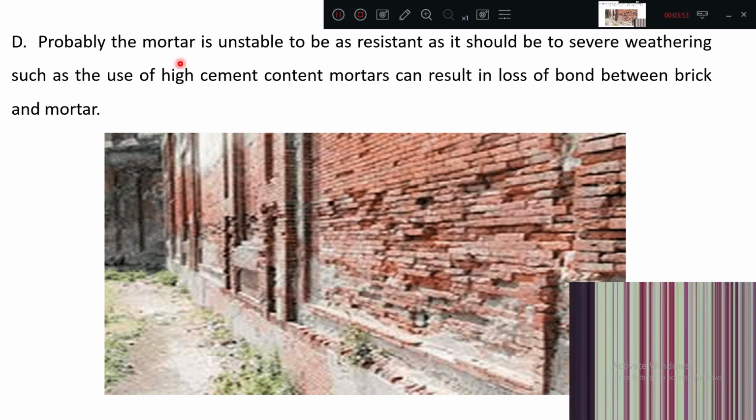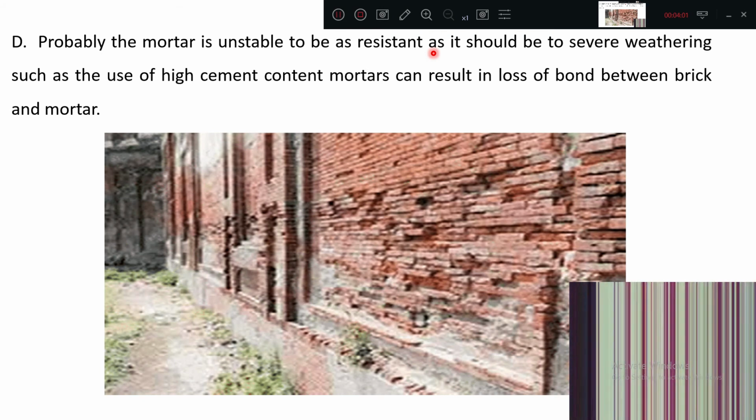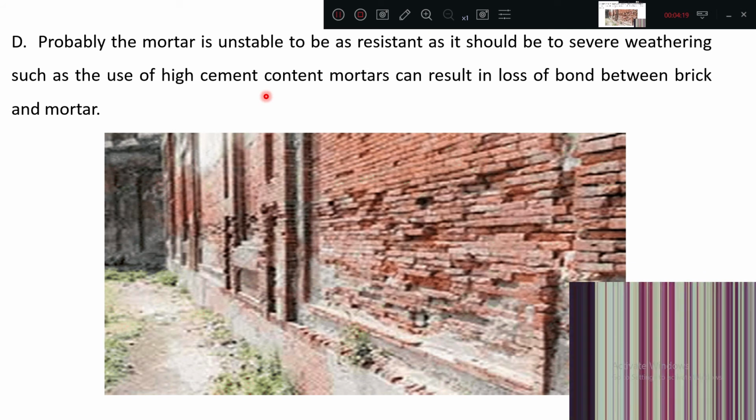Probably the mortar is not as resistant as it should be. Means what? It is unstable. Means poor quality of material has been used. Severe weathering also takes place, and high strength cement concrete mortars can result in loss of bond. If you use high cement content, if you use more cement in a mortar, obviously later it will lose its bond to the brick.